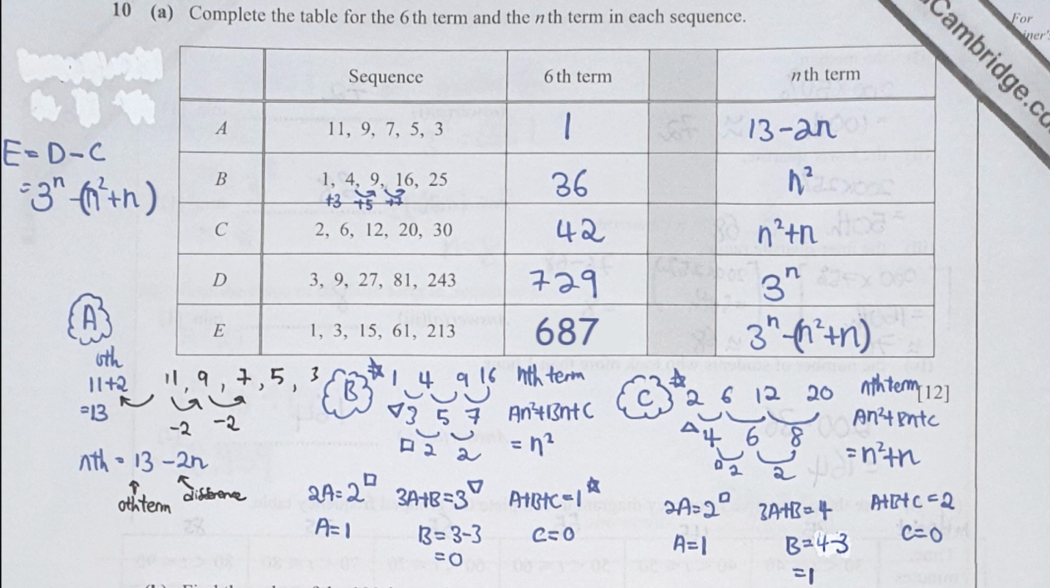As for part E, I compare the difference between the variables and notice that it is actually the difference of D and C. So by taking the nth term of D, which is 3 to the power of n, minus n squared plus n, you will get your result as follows. Remember we are required to put a bracket over there so that you don't make any mistakes.